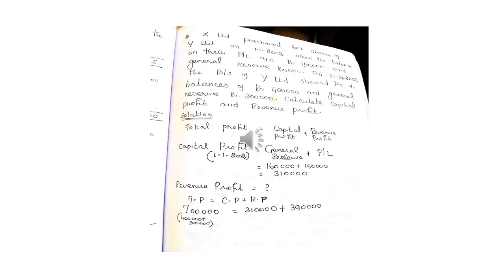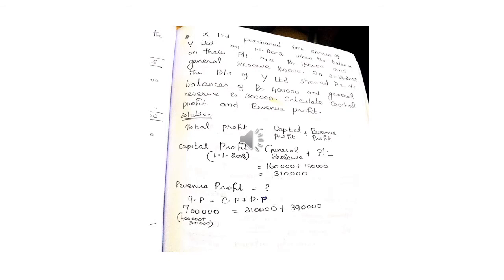X Limited purchased 60% shares of Y Limited on 1/1/2002, when the balance on their profit and loss account was rupees 1,50,000 and general reserve 1,60,000, as on 1/1/2002. On 31/12/2002, the balance sheet of Y Limited showed profit and loss account balance of 4 lakh and general reserve balance of 3 lakh. Calculate capital profit and revenue profit.